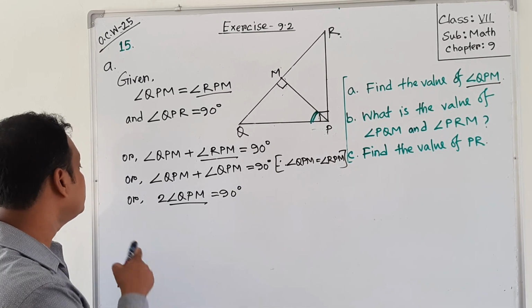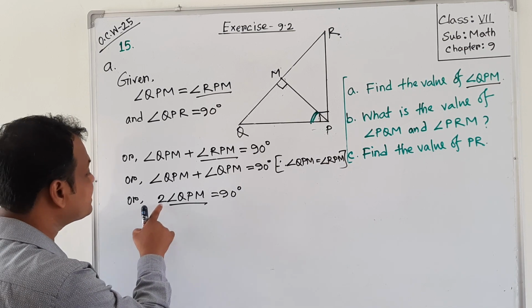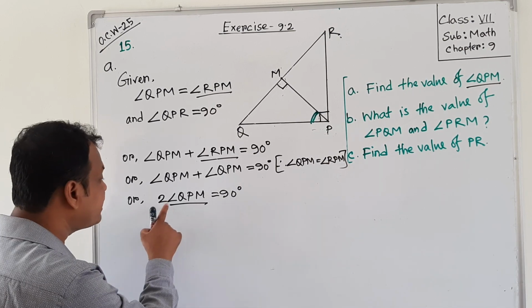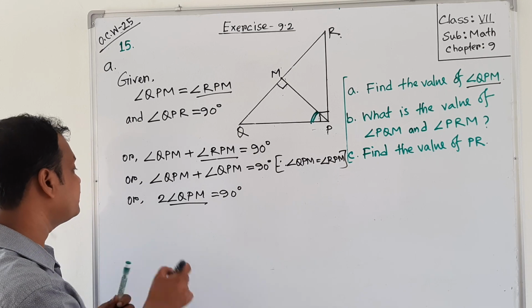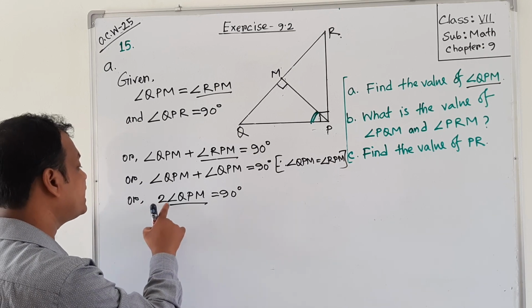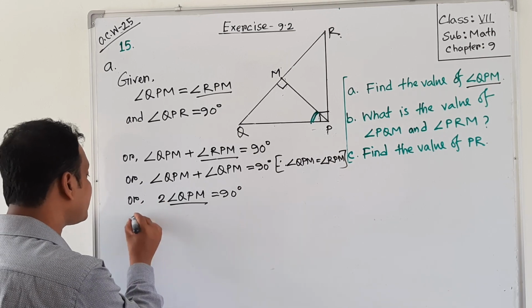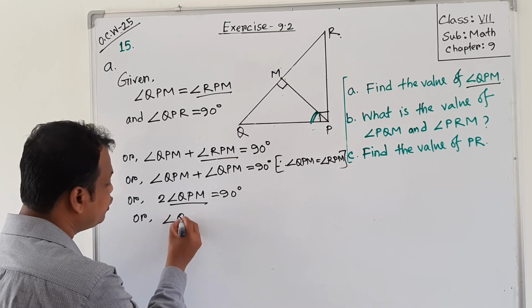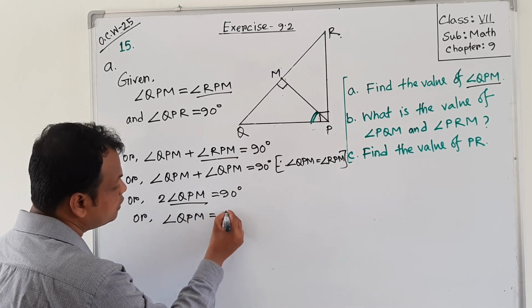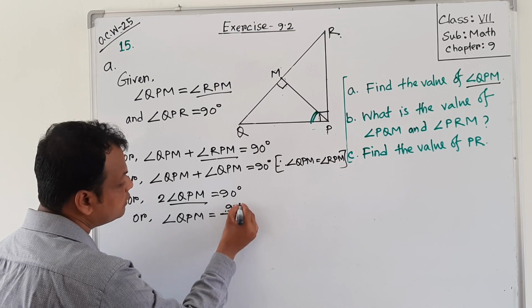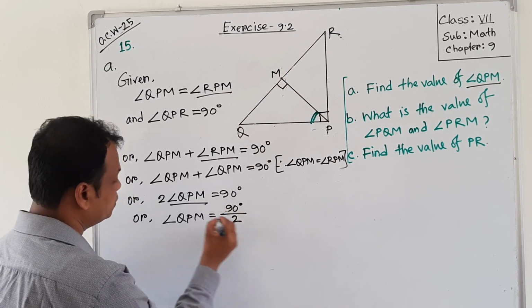How can we eliminate? On both sides we will divide, or we can change its side. 2 and angle QPM are multiplying, so we will change the side of 2. Then angle QPM equals 90 degree divided by 2.